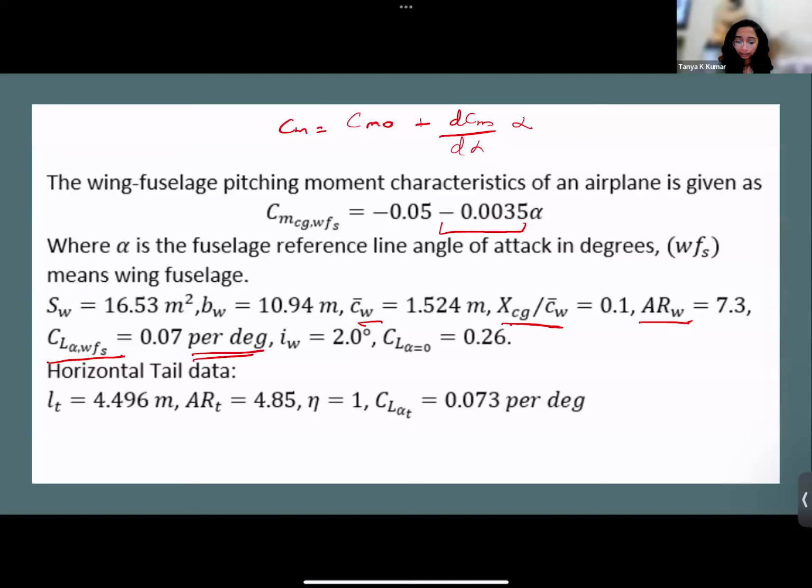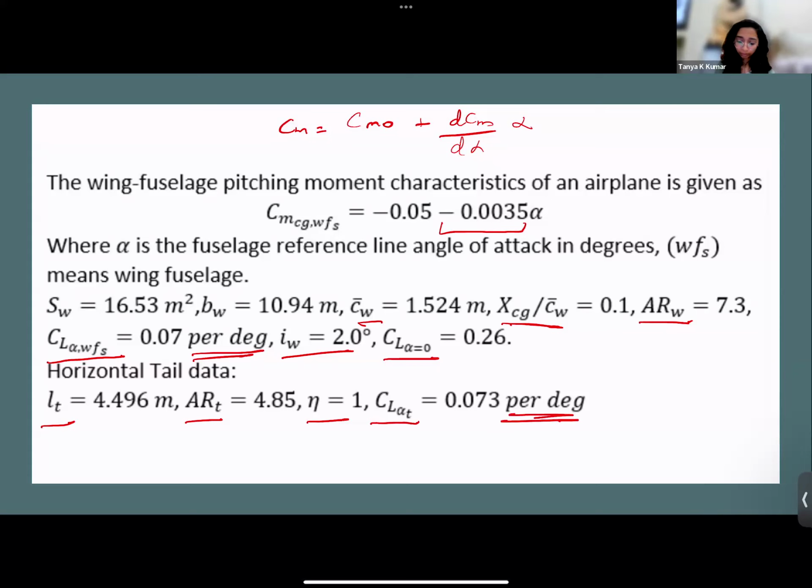It's given in per degrees. Please remember the units very carefully. Make note of it. Then wing setting angle and CL at zero angle of attack. Okay, so this will help you find the CL naught. So this is given to you, and similar data for the horizontal tail: the tail moment arm, aspect ratio of the tail, efficiency factor, CL alpha of the tail in per degrees again. All right. So these are the quantities given to you.